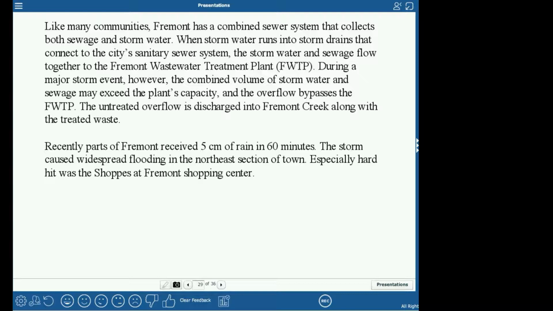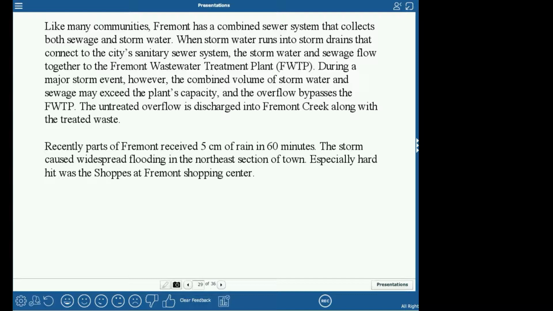And stormwater runs into storm drains that connect to the city's sanitary sewer system. Stormwater and sewage flow together to the Fremont Wastewater Treatment Plant. During a storm event, however, the combined volume of stormwater and sewage may exceed the plant's capacity, and the overflow bypasses the Fremont Water Treatment Plant. The untreated overflow just gets discharged into the creek along with treated waste.